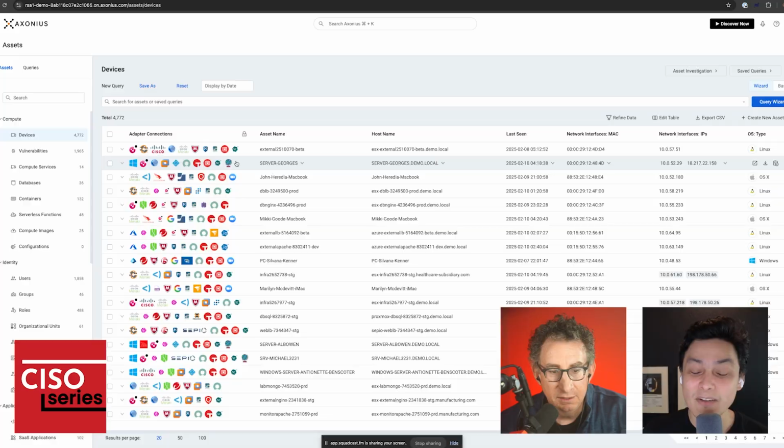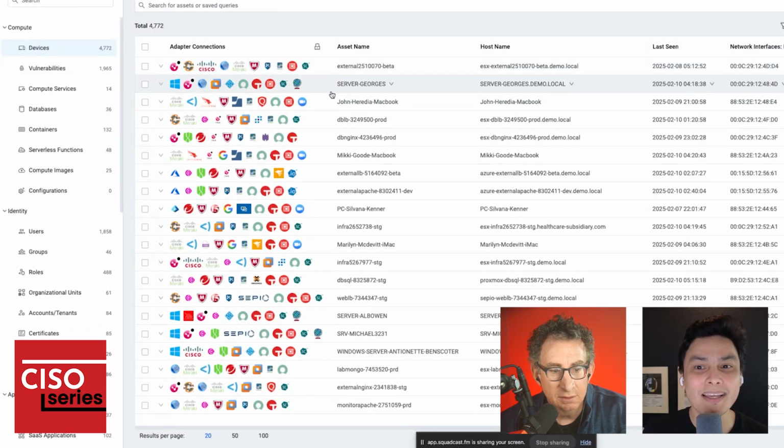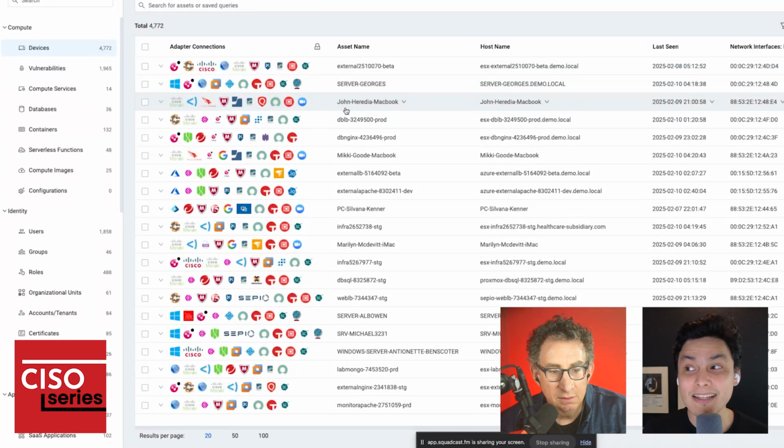I see a slew of icons and then an asset name and a host name. Just give me an idea, what's happening on each of these lines here? These are assets reported by all your systems in the collection of them.